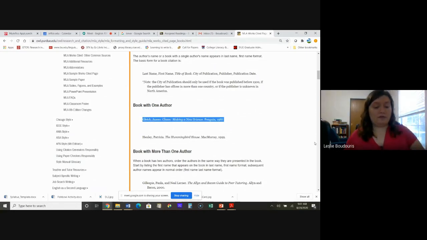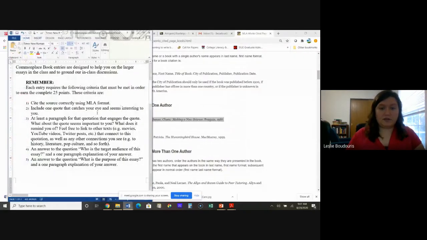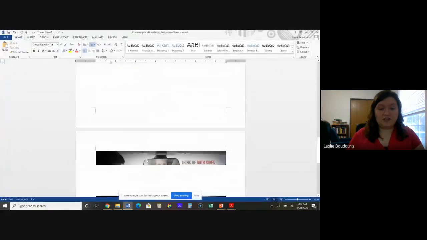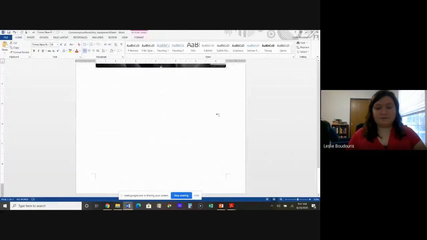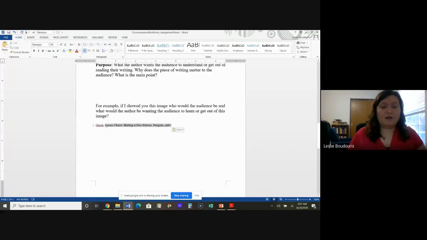I will highlight it and copy it. I'm going to put it up here on this assignment sheet, for example, at the bottom. If I can find a place to put it, I will paste it. Okay, so this is me pasting it. This makes life easier. This doesn't have to be the hardest thing in the world. And then I just plug in the information I need.